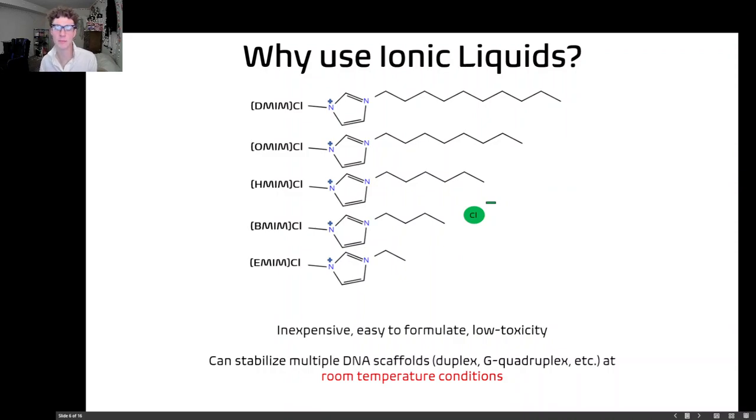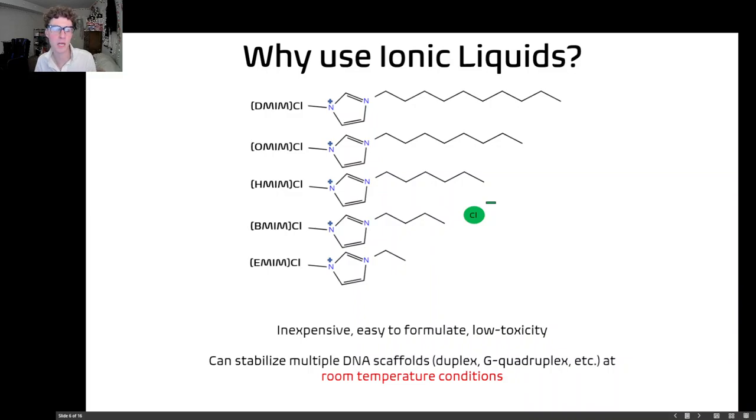Ionic liquids may be a potential solution. Why am I proposing this? Well, ionic liquids are basically inexpensive molten salts that are very easy to formulate and synthesize and are not very toxic relative to organic solvents that are traditionally out on the market.